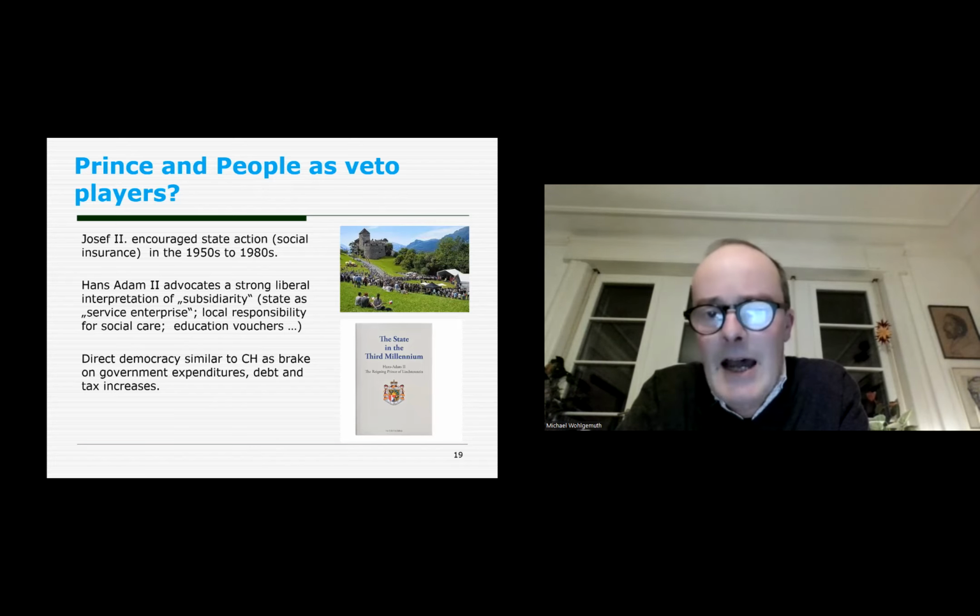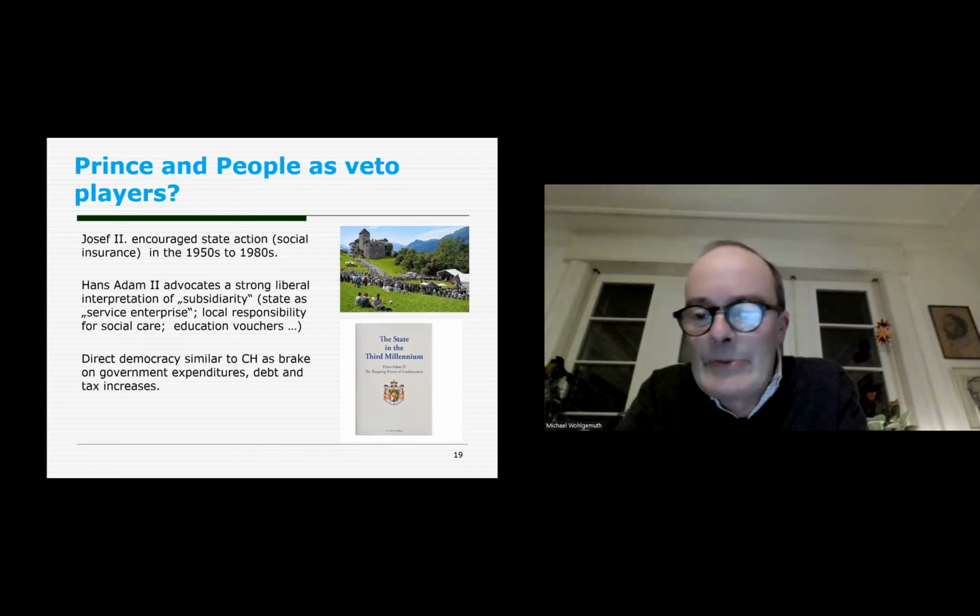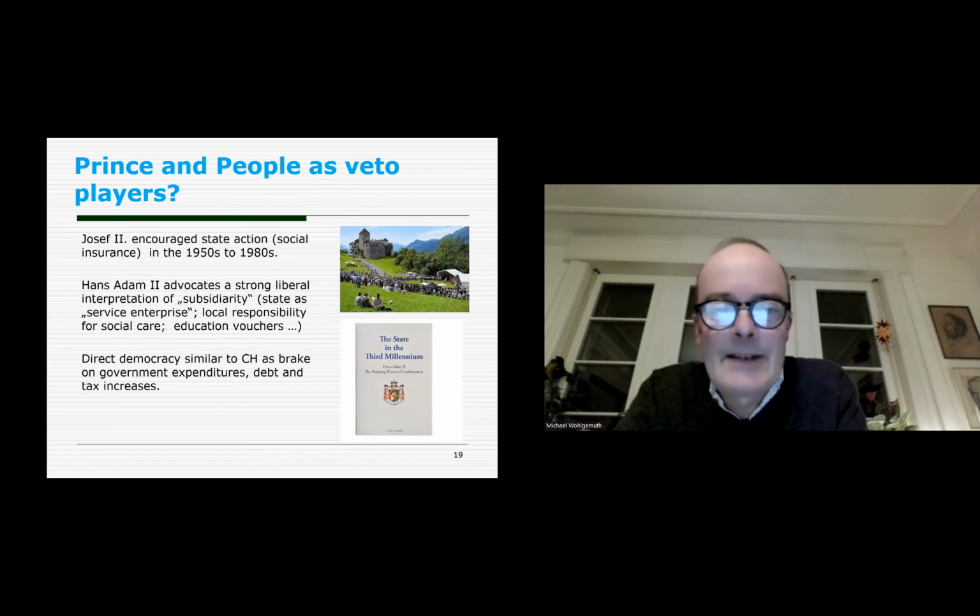But the prince encouraged them to still vote for it, and if they don't vote for it, they don't get it. So Liechtenstein has a huge potential for direct democracy, and as we know from most studies into direct democracy in Switzerland, where you get many more data points, you can see that direct democracy is a brake on government expenditures, debt, and tax increases. However, the ideology, or the philosophy of the head of state has changed in recent times.